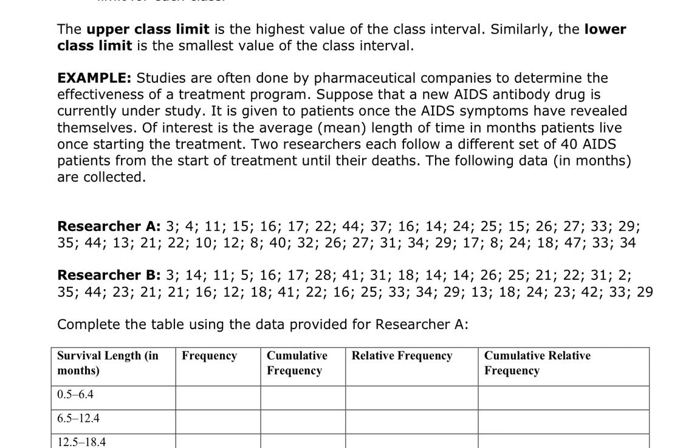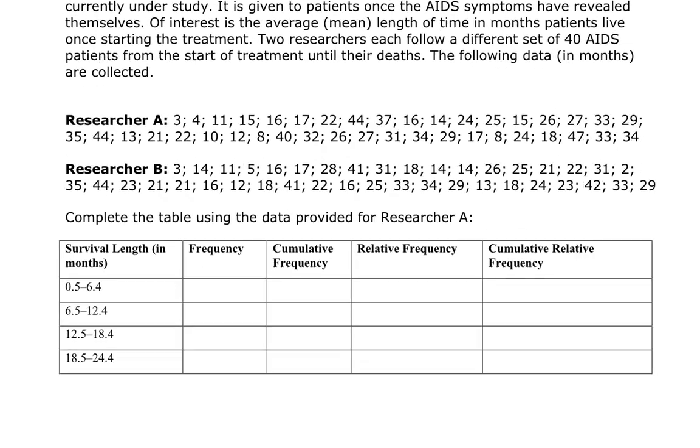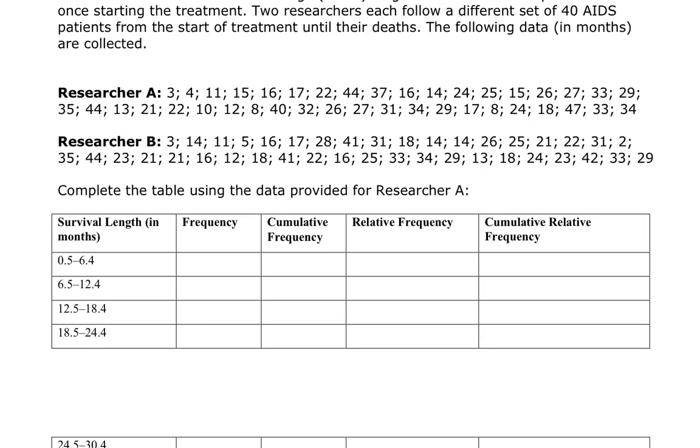Two researchers follow different sets of 40 AIDS patients from the start of the treatment until their death, and it is not uncommon to run two different studies simultaneously so they can compare their results. So here's the data that we've got. We have researcher A and researcher B, and this is already filled out for us, so we don't have to worry about the class intervals. It's already been filled out.